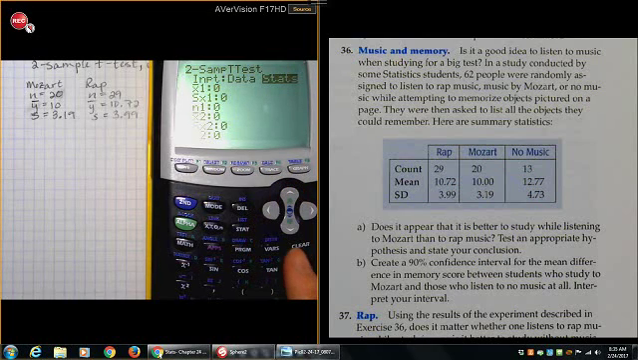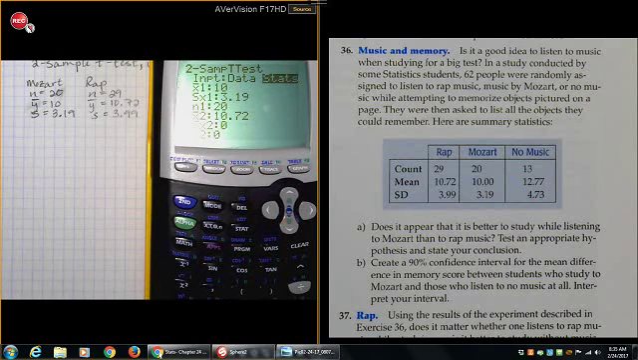Our x bar, or y bar, from group 1, the Mozart group, is 10, standard deviation is 3.19, and our n is 20. The y bar or x bar from the rap group is 10.72, standard deviation of 3.99, and an n of 29.